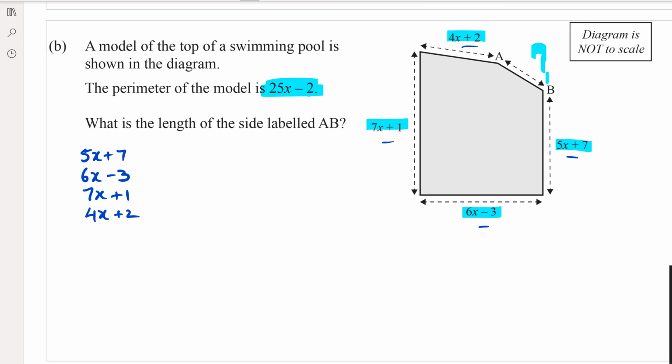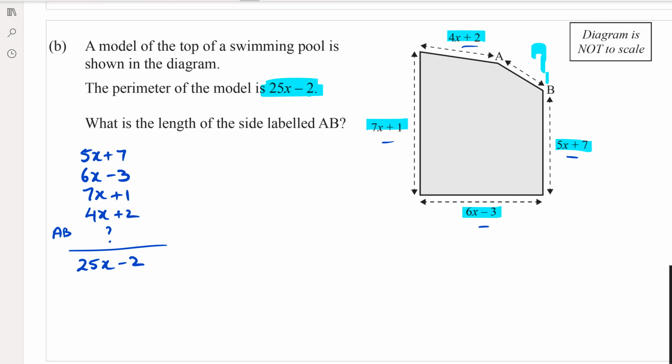All right. I mean, if you really want to, you could even go the unknown here, right? Because the unknown AB, that's the side AB here, is unknown. And then all of that adds up to 25x minus 2. Okay, this is a cheeky way of doing it, but trust me, it still works.